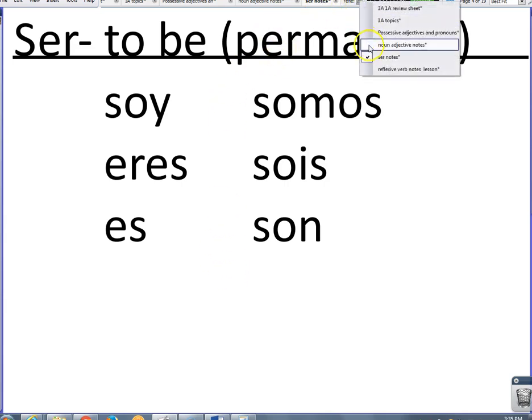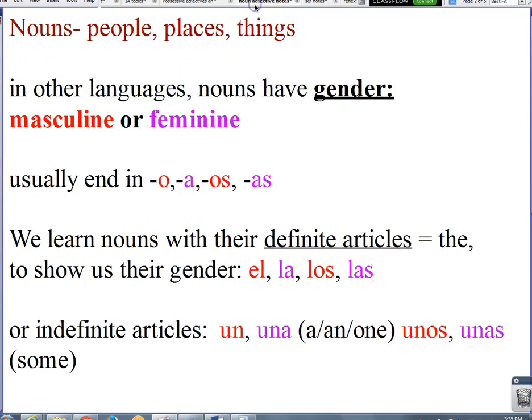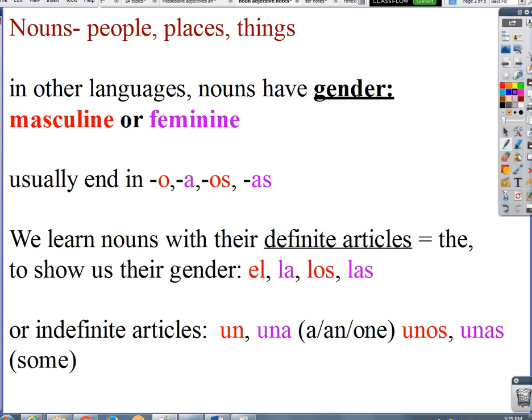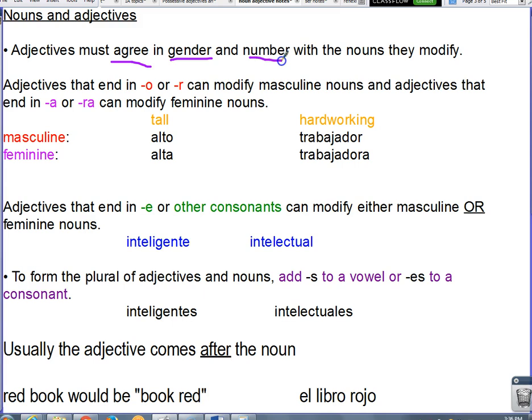All right. Going back to our topics notes. Reasons to use "ser," check, done. Adjectives and nouns. This is so Spanish 1. What should you know about Spanish nouns and adjectives? Well, they have gender. And we've talked about what they end in, tells you if they're masculine or feminine, and also the definite articles that belong to them. And then most importantly, we said that they have to agree in gender and number with the nouns that they are describing. So don't forget all that we talked about there.